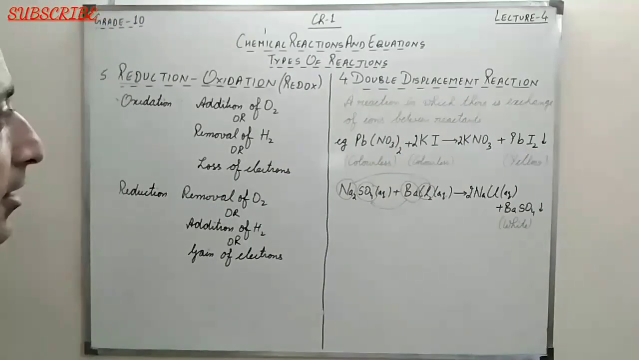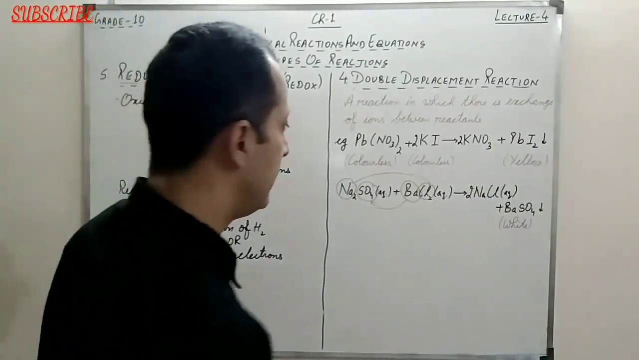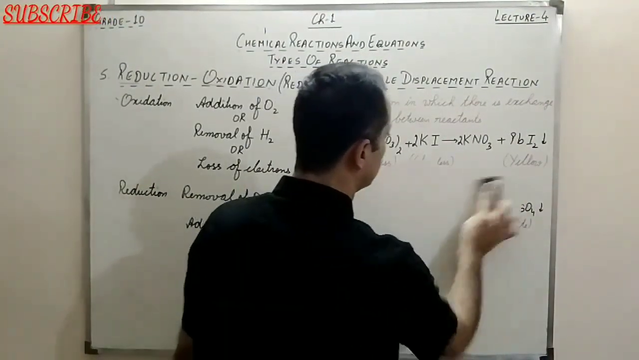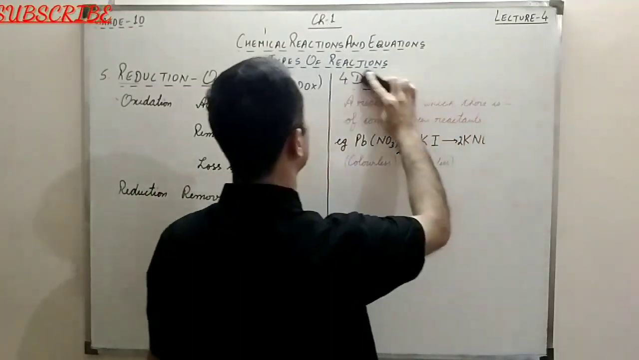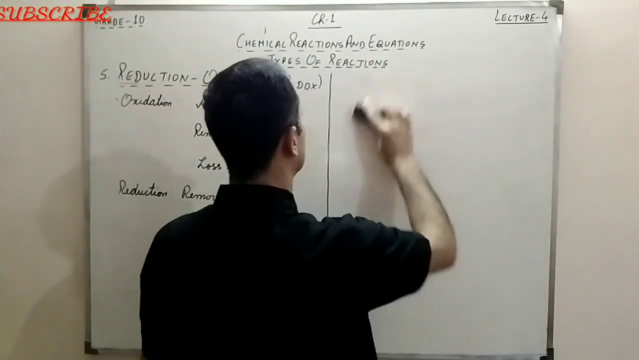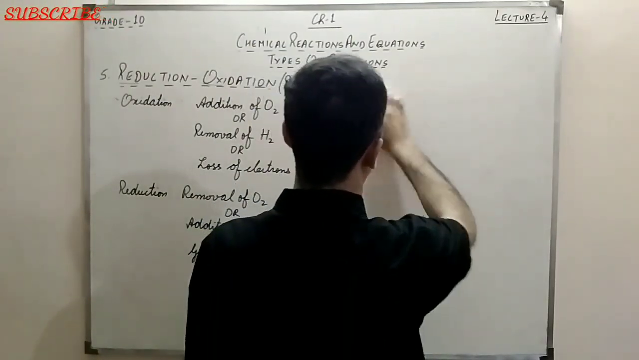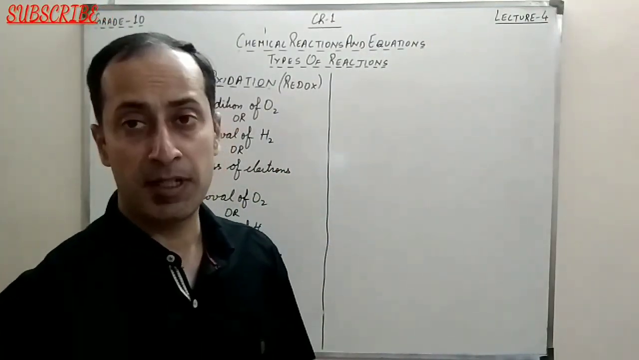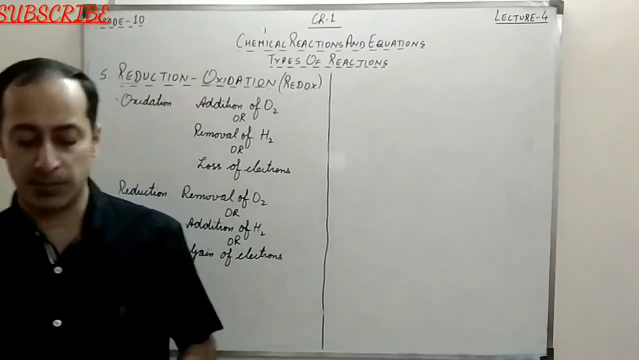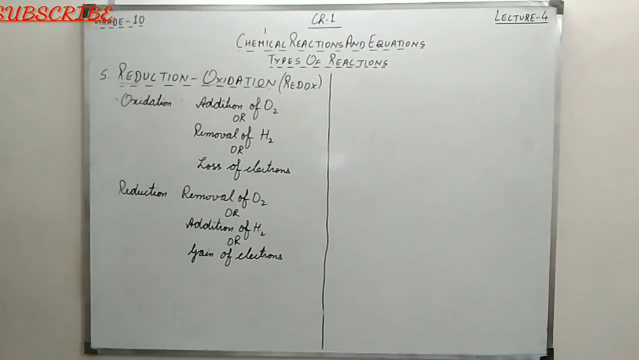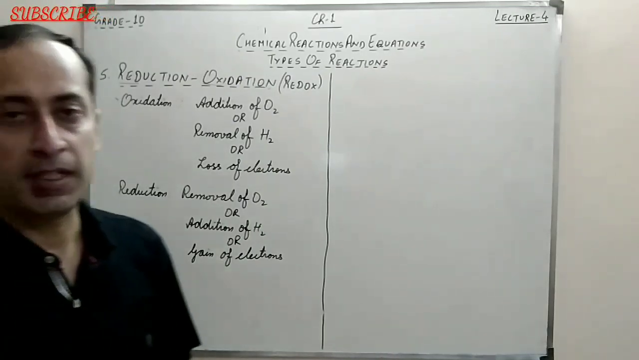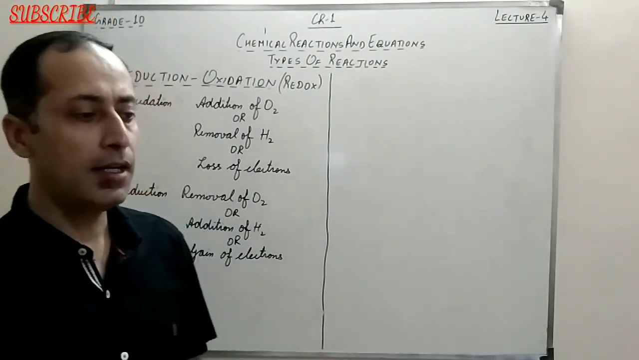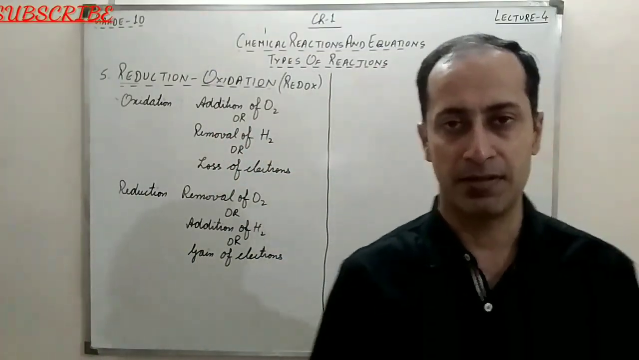Let's understand oxidation and reduction in a better way with the help of some reactions. Before I proceed further, there is a thing we discussed earlier about double displacement reactions. The double displacement reactions are also called precipitation reactions, because in a double displacement reaction one of the products formed is a precipitate. That is why we also call them precipitation reactions. But we can also say any reaction in which a precipitate is formed is called a precipitation reaction.